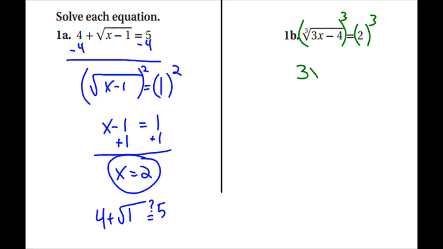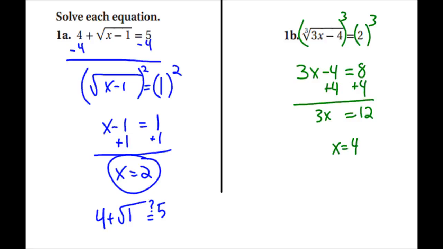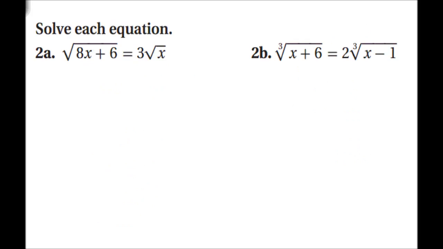We end up with 3x minus 4 equals 2 cubed, which is 8. Add 4 to both sides. 3x is equal to 12. Therefore, x equals 4. We can plug that in easy enough. 3 times 4 is 12. Minus 4 is 8. The cube root of 8 is 2. Our answer works. See, I told you it'd be nice and easy. No problem at all.